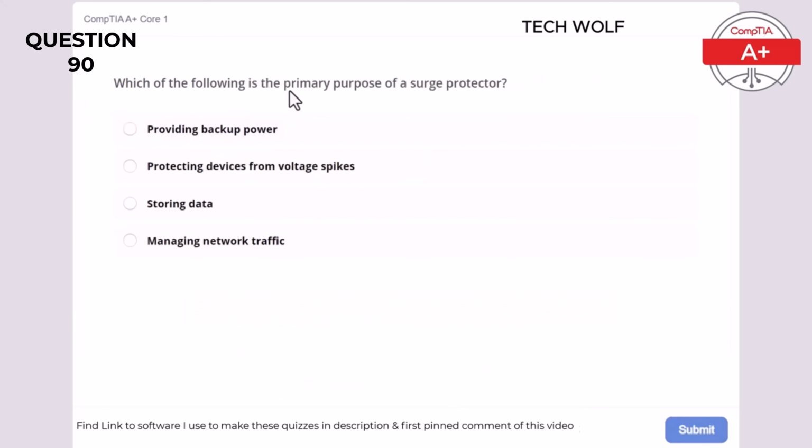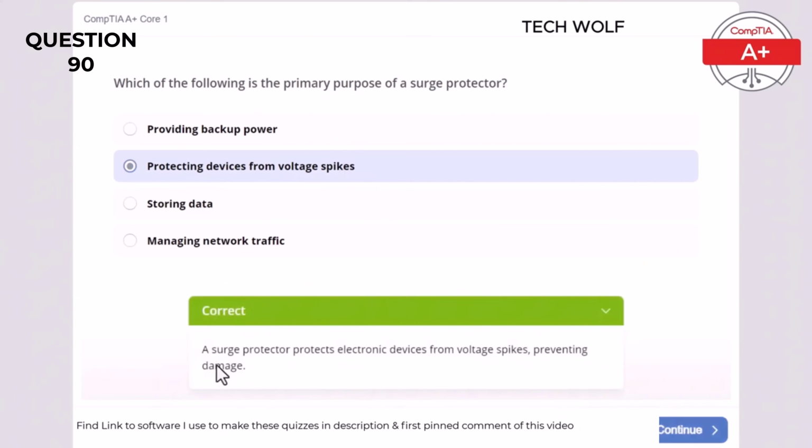Which of the following is the primary purpose of a surge protector? Providing backup power, protecting devices from voltage spikes, storing data, managing network traffic. And the correct answer here is protecting devices from voltage spikes, as the surge protector protects electronic devices from voltage spikes, preventing damage.